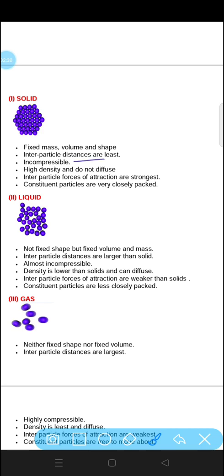Interparticle distances are least, the distance between the particles is very small. Incompressible, because there is no distance, so we cannot compress it. High density and do not diffuse. The density is high and they do not diffuse from one place to another. Interparticle forces of attraction are strongest, because the particles are strongly pegged. That is why interparticle forces of attraction are strongest. Constituent particles are very closely pegged. The particles of this matter are closely pegged.